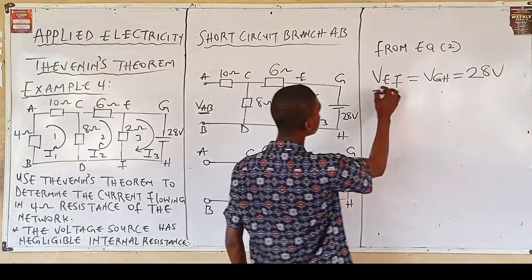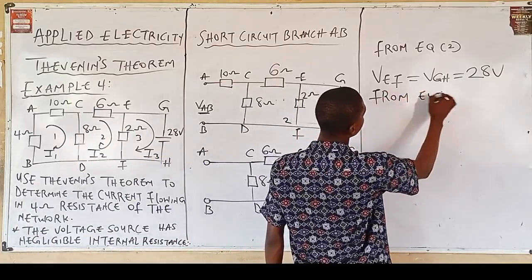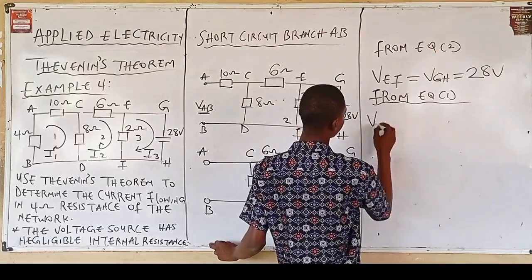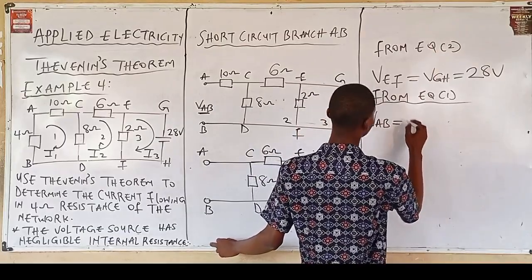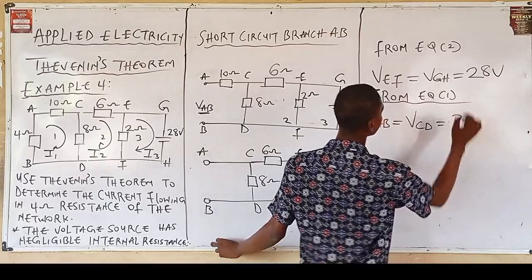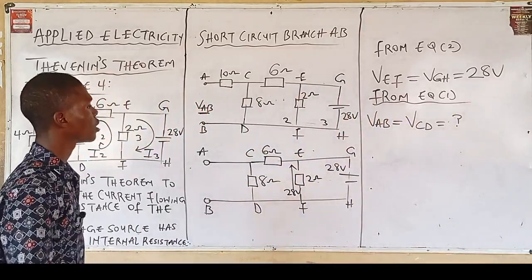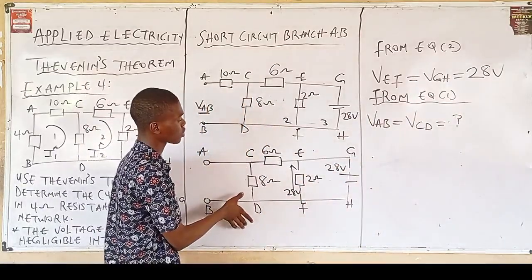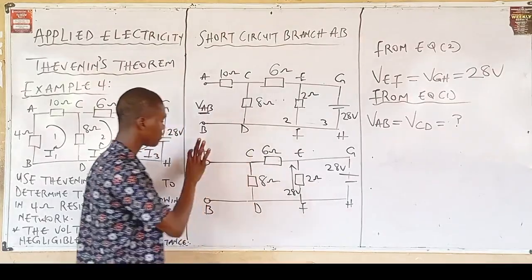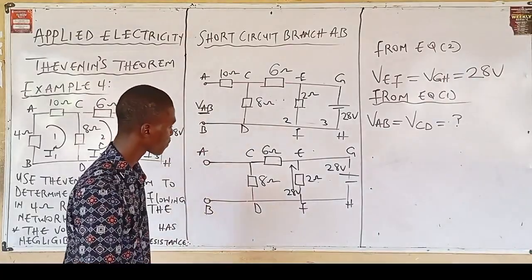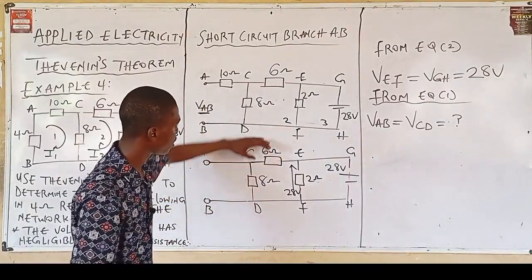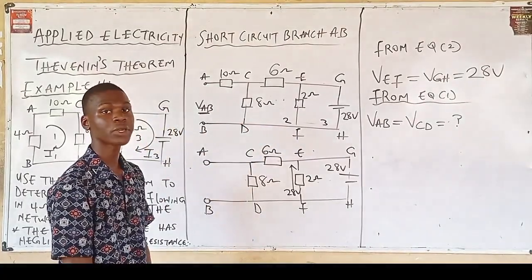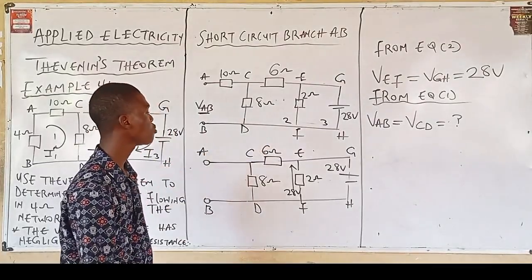Now from equation 1, the value of voltage in branch AB is equal to the value of voltage in branch CD. Let's obtain this value. How do you get this value of voltage? To get it, we are going to use branch CD. Whatever value you get for branch CD is the value of voltage in branch AB. Now, what we are going to make use of is the 6 ohm resistor and the 8 ohm resistor.